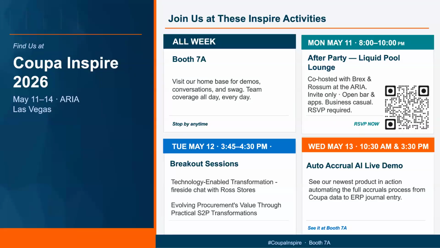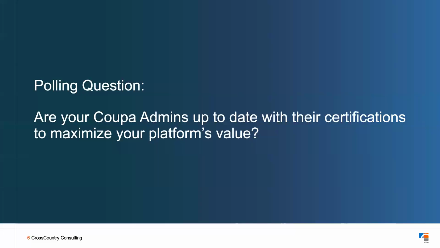All right, first polling question of the day. For those who haven't joined us before, there are questions throughout. You won't be quizzed on the material today. First question is, are your Coupa admins up to date with their certifications to maximize your platform's value? And so, yes, certified within the past year, certified 1 to 2 years ago, certified 2 to 3 years ago, certified over 3 years, and then unsure, or maybe you don't have the certification yet, or you don't have an admin. And so maybe that's the first step.